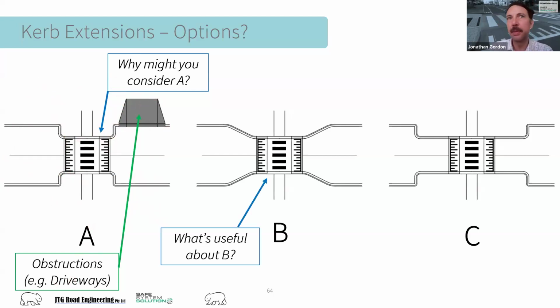Option B, so what's useful about option B? Lots of people loved it. I love this sort of arrangement too. It helps even just smooth in and slow down vehicles nicely.